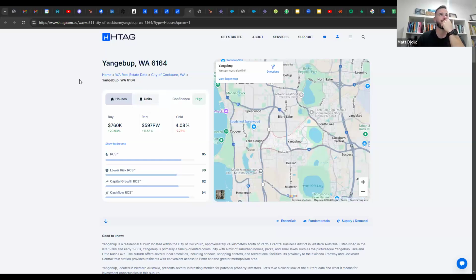I honestly haven't pre-seen these suburbs because I'm just... You're no longer screen sharing. Oh yeah, sorry. Screen share. So let's say this one, can you see it? Yeah, I can see it.